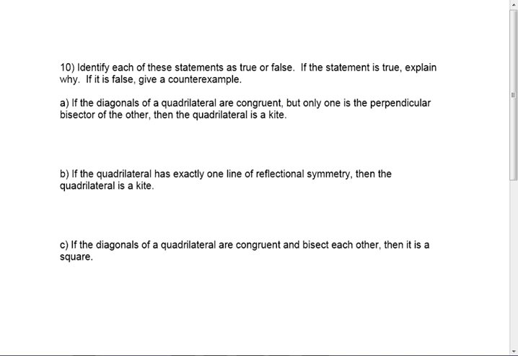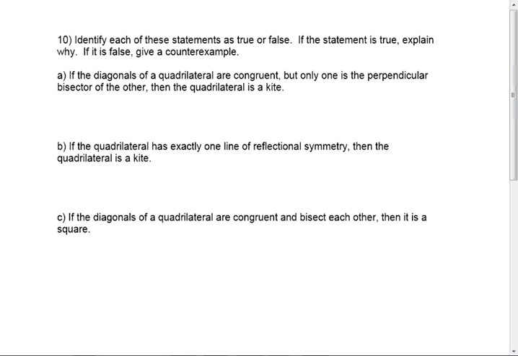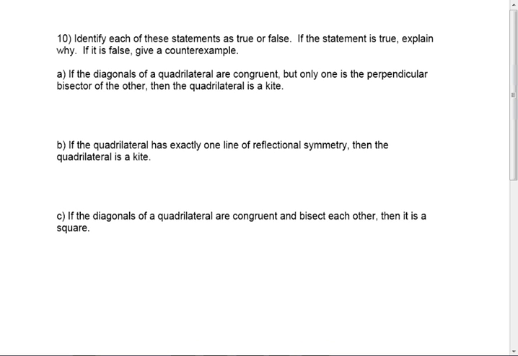The true-false questions were hard. What about this one? Diagonals of a quadrilateral are congruent. Okay, so I'm going to draw two diagonals that are congruent. One's going to bisect the other. What kind of shape is that? What's that called? It's a kite. It's true.